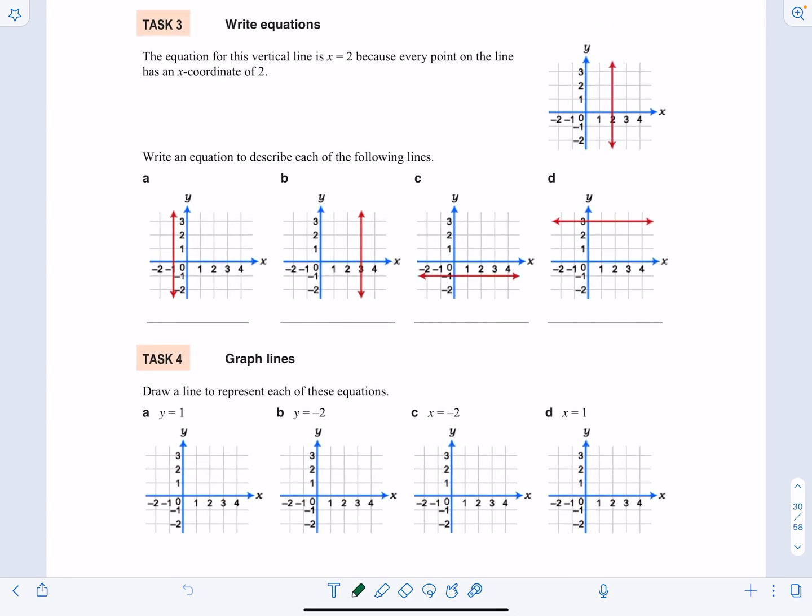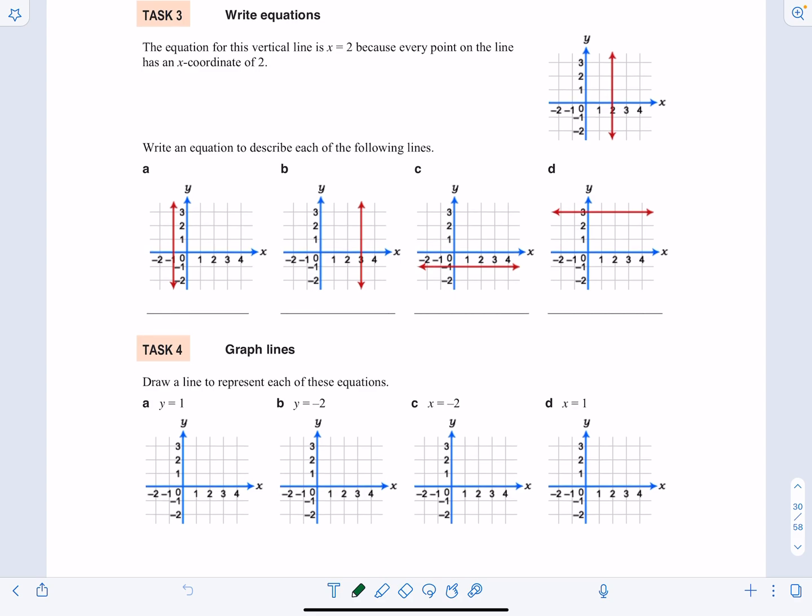So I'm just going to quickly go through these answers. Just copy them in your book. Write an equation to describe each of the following lines. This is x equals negative 1. This is x equals 3. Now, when it goes horizontal, this is y equals negative 1, and this is y equals 3.